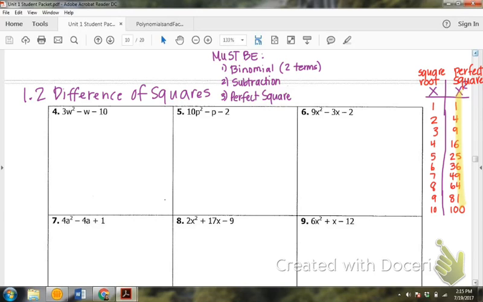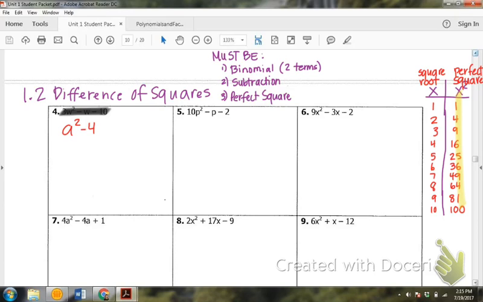So number 4, you don't have to really scribble, you can just cross it out. Okay? So number 4 is going to be a squared minus 4. That's going to be our problem. Now, if we look at our list of things, it must be a binomial. Is a squared minus 4 a binomial? Two terms, right? Is it a subtraction problem? Yes. And are a squared and 4 both perfect squares?